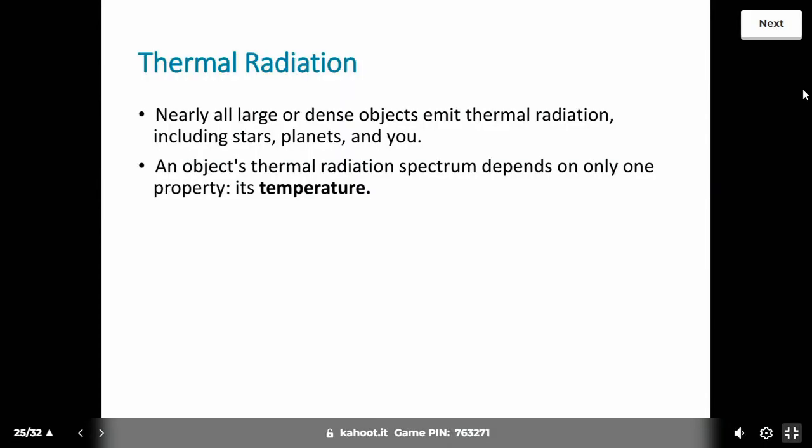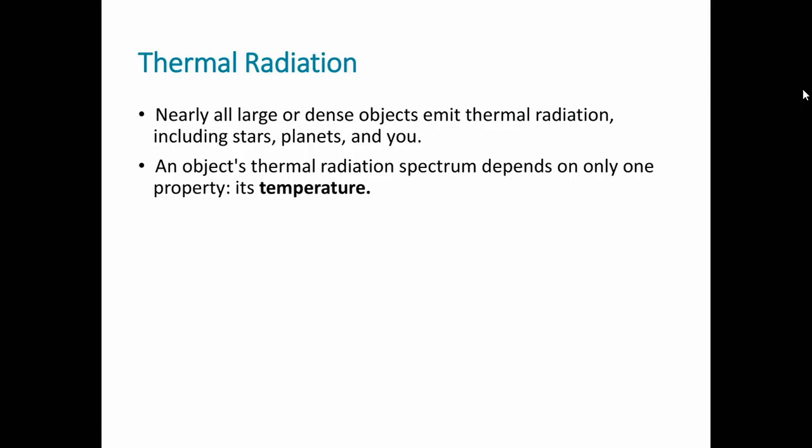Everything that has a temperature associated with it is going to be emitting light. And the only thing that will determine the spectrum, or the type of photons or wavelength of photons, that you're receiving from that object is going to be its temperature. And we said that the temperature was the average kinetic energy of the particles inside of that object.